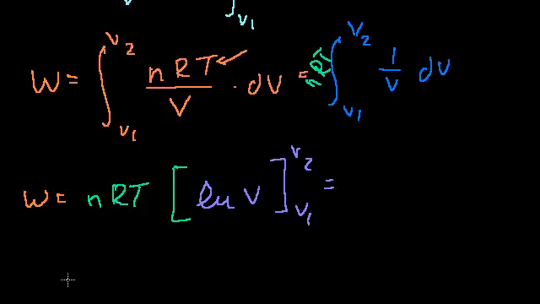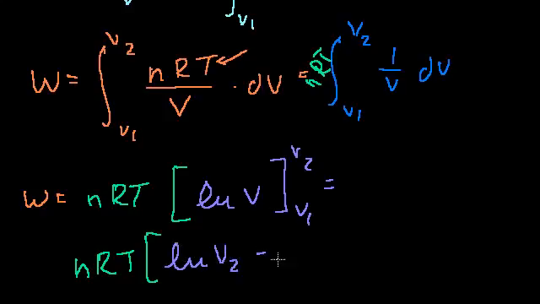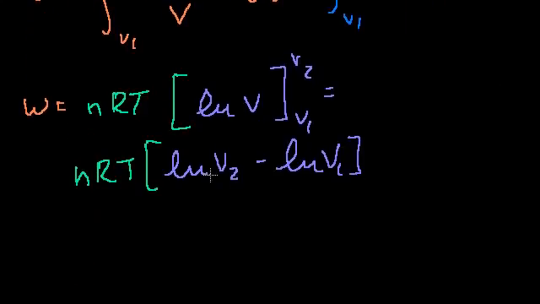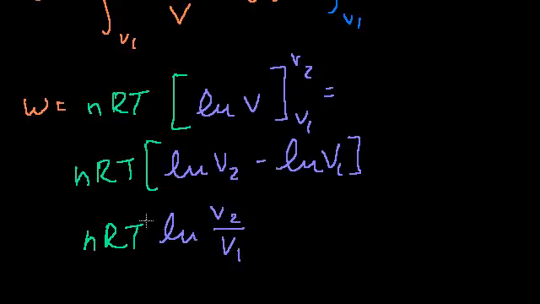So that is equal to nRT times evaluated at V2, so natural log of V2 minus the natural log of V1. Now we know from logarithm properties that this is the same thing as nRT times the natural log of V2 over V1. So there you have it. We actually calculated the real value.